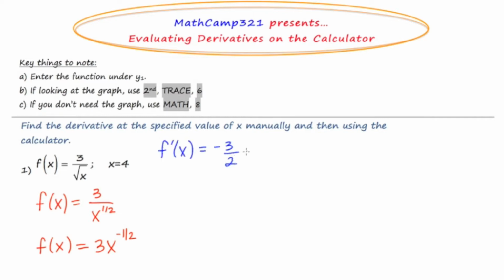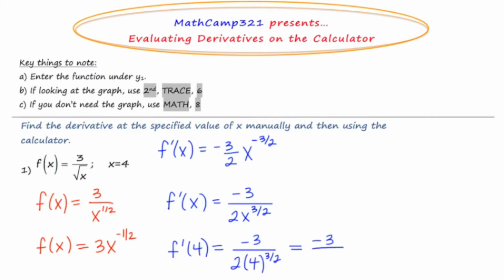3/2. Now, we shouldn't leave our final answer with negative exponents, so I'm going to bring the variable back downstairs, making its exponent positive. So I'm going to finish with f prime of x is equal to negative 3 all over 2x to the 3/2 power. Okay, now they want us to find the derivative at the specified value of 4. So I'm going to find f prime of 4, substituting in 4 for every occurrence of x.